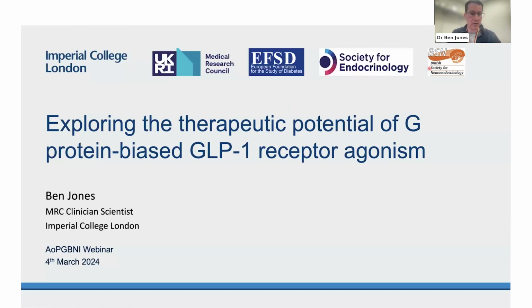So I'm going to move to the opposite end of the spectrum and talk about receptor pharmacology, specifically a concept known as G protein biased agonism, and how this might be applied at the GLP-1 receptor, which, as I'm sure you all know, is an important target in type 2 diabetes and obesity.